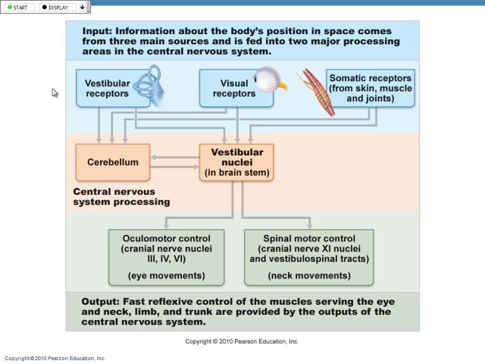Cerebellum was my coordination hub that we talked about last semester when we talked about the brain. And the cerebellum is going to help channel those messages to where they need to go. The vestibular nuclei in the brain stem is going to act like that railroad switch to tell everybody where to go and what to do. And we're going to see some of the different cranial nerves responsible for movements of eyes and movements of neck.